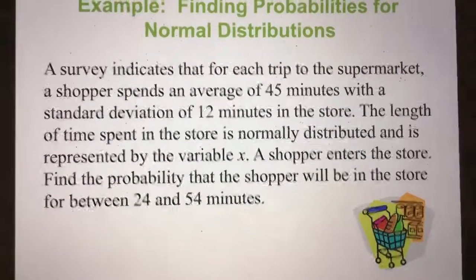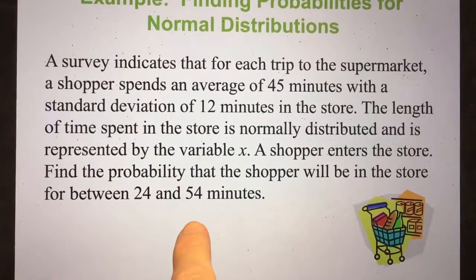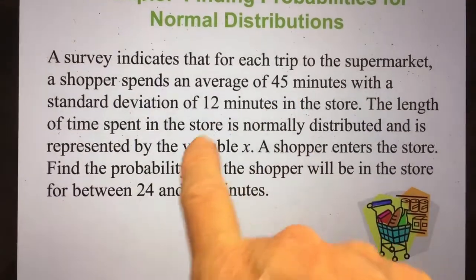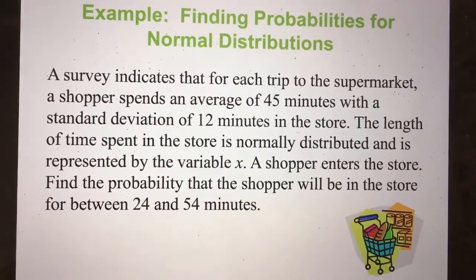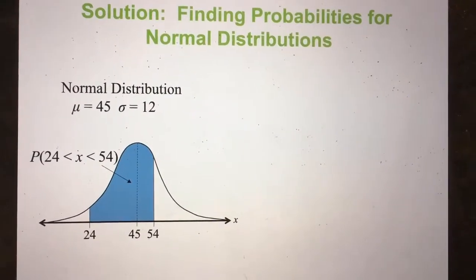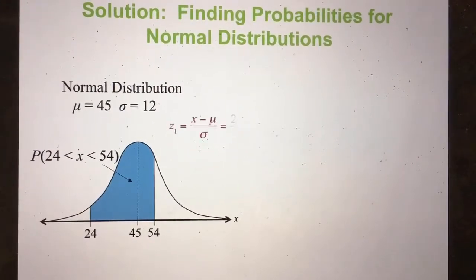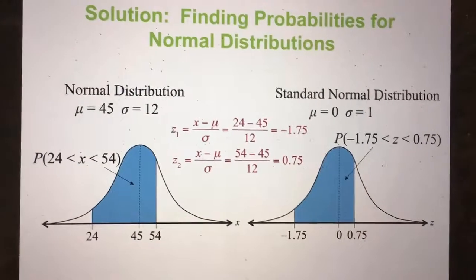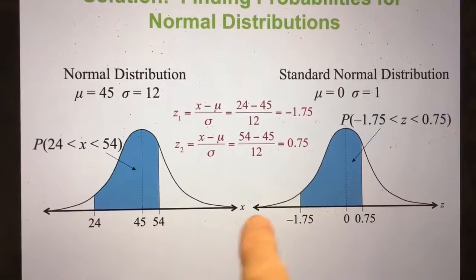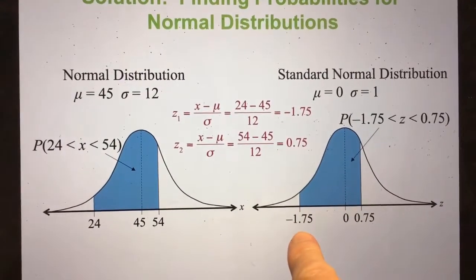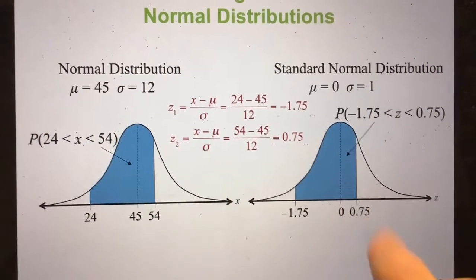Find the probability that the shopper will be in the store between 24 and 54 minutes. Okay, so what we're going to do is look up x is 24 and x is 54 given the 45 minutes and the 12-minute standard deviation, and then we're going to subtract the two values that we get on the table. So we've got 24 to 54, so we're looking at that region right there. We put each one of them on our standard normal distribution. The 24 corresponds to a z-score of negative 1.75, and the 54 corresponds to a z-score of 0.75.